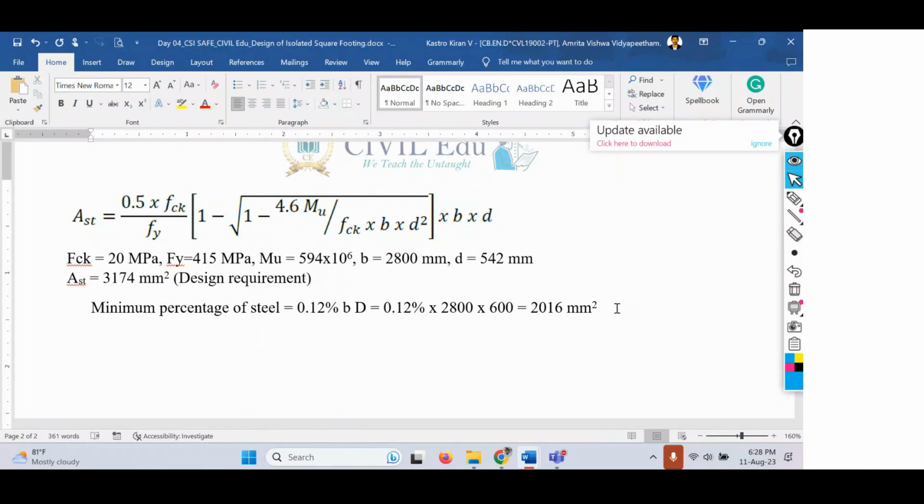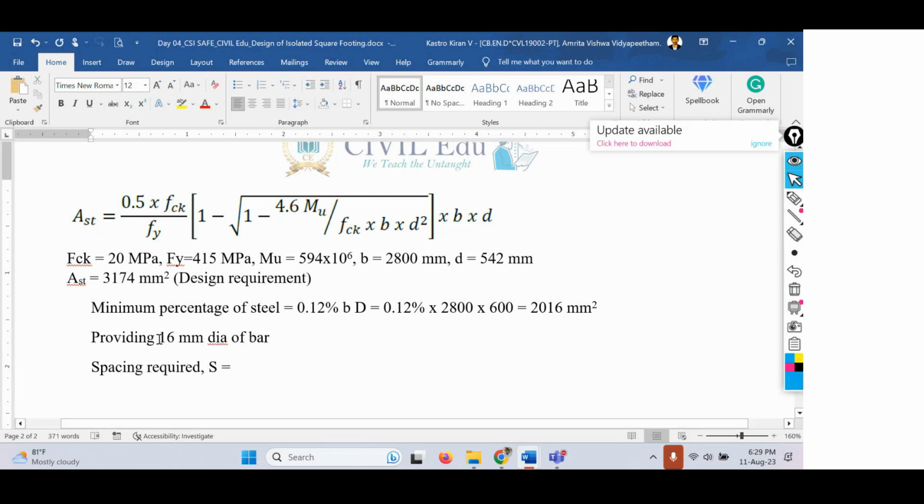Providing 16 mm diameter bar. From this, we can calculate the spacing required. The spacing, capital S, equals the area of one steel bar. So what is the area of one steel bar? Pi by 4 into the diameter of the bar, that is 16 square.